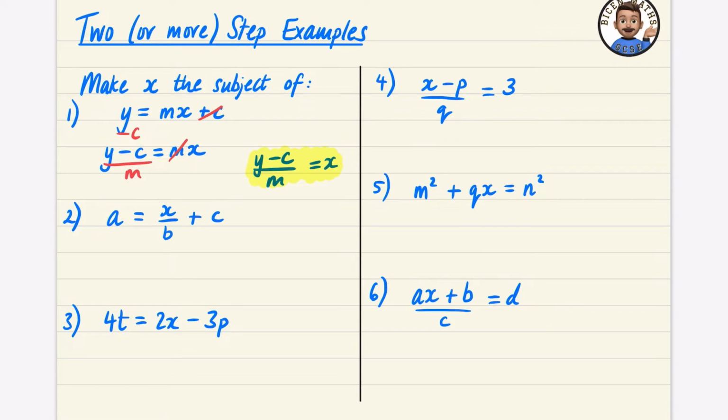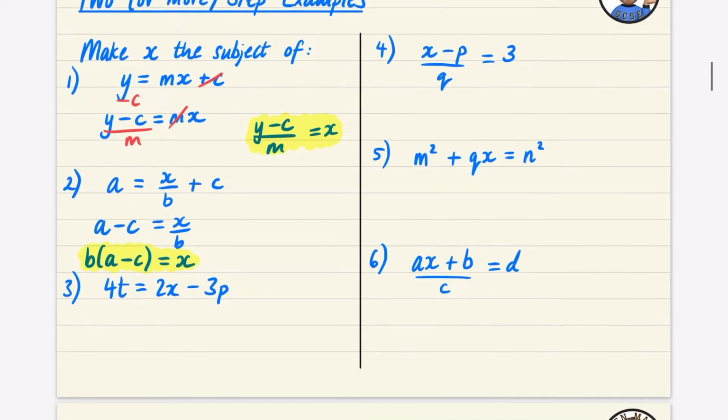So the last thing that we've got here is this plus c that I need to get rid of. So that's just going to be a subtract c equals x over b. And then I need to do the opposite of divide by b, which is multiply this by b. Now, you can't just multiply the first part by b, both of them need to be multiplied by b. So we use brackets to show that I'm multiplying the whole thing by b like this. So the answer for this is just that x equals b brackets a minus c. And of course you could expand the brackets if you wanted to.